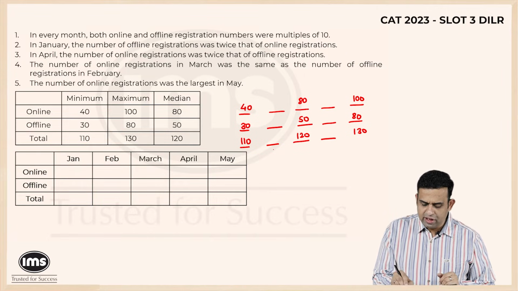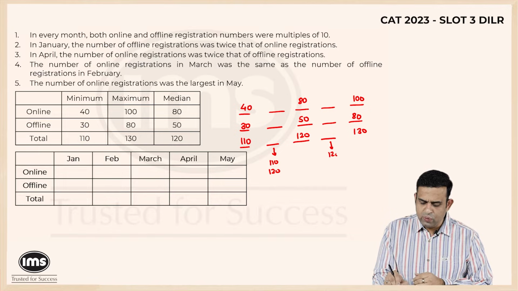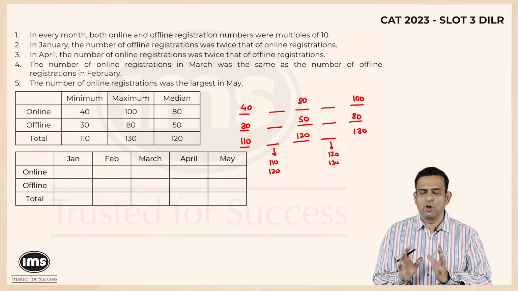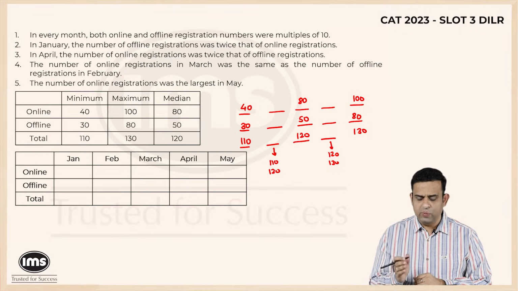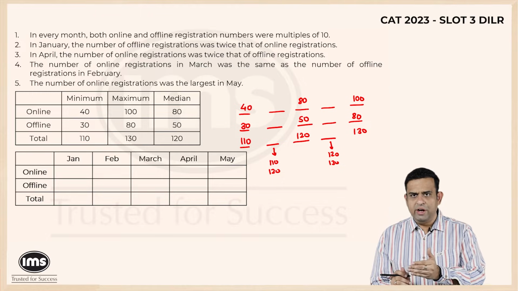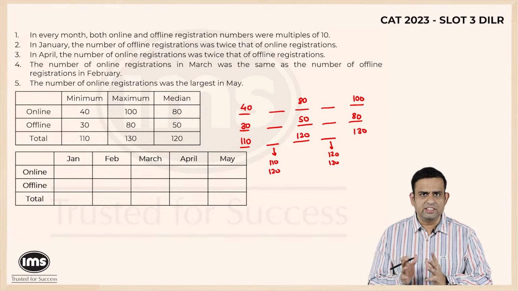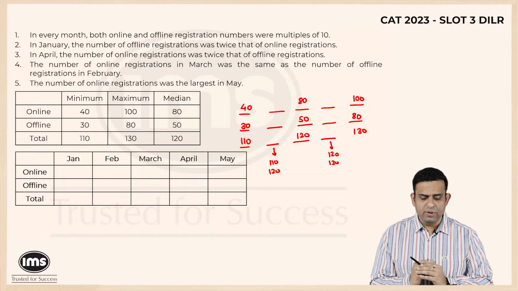So now if you look at this, the possible values could only be 110 or 120 for the total. Again, this fourth largest value could be 120 or 130. So the total number of possible combinations in this particular case becomes 4. So 110, 110, 120, 120, 130; 110, 110, 120, 130, 130. And likewise, we can have 110, 120, 120, 120, 130 or 110, 120, 120, 130, 130. We'll see which case is going to be the possibility. So if I look at, suppose, point number 1, where they are saying that in every month, both the online and the offline registration numbers were multiples of 10.